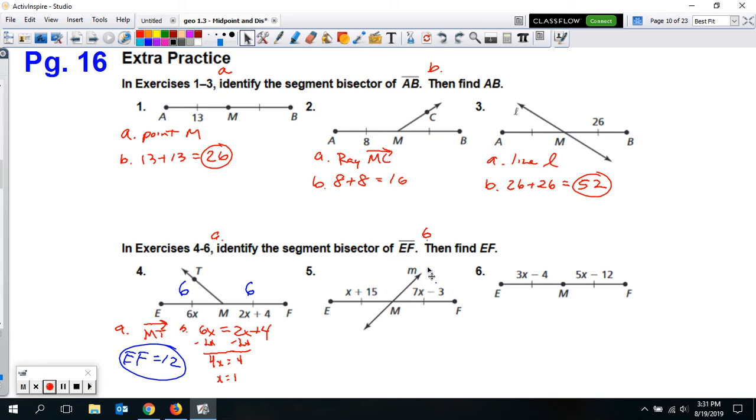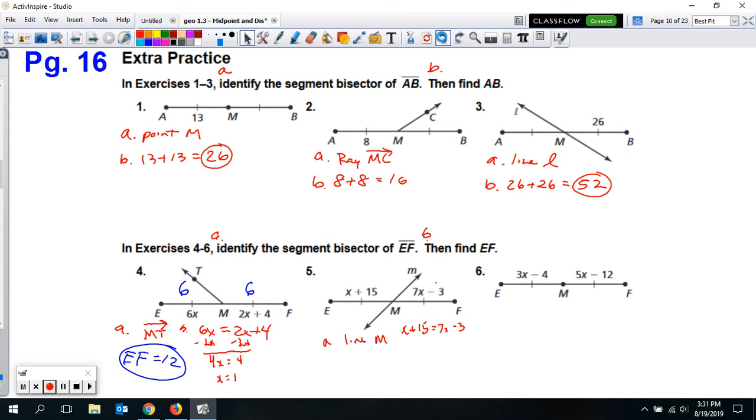We could see the bisector right there is the line, and it is just line M, that little lowercase m right there, so line M. And then we're going to set each of these equal to each other. So we'll make our equation first and then solve the equation. So x plus 15 is equal to 7x minus 3.